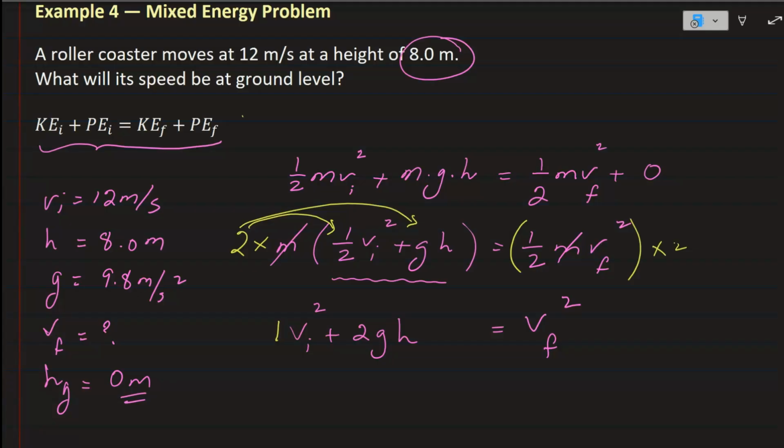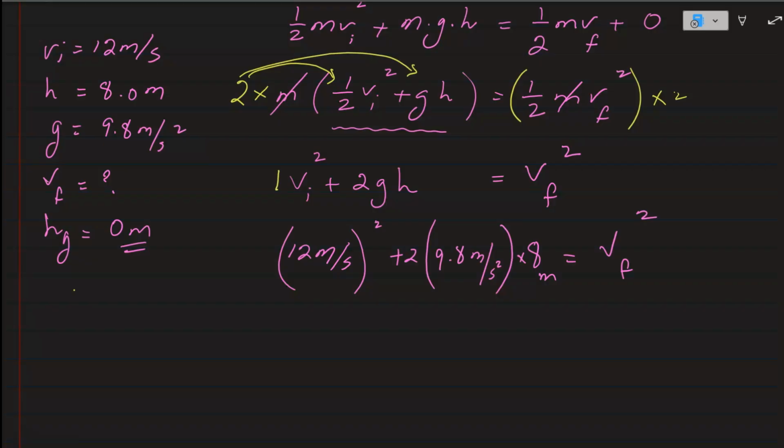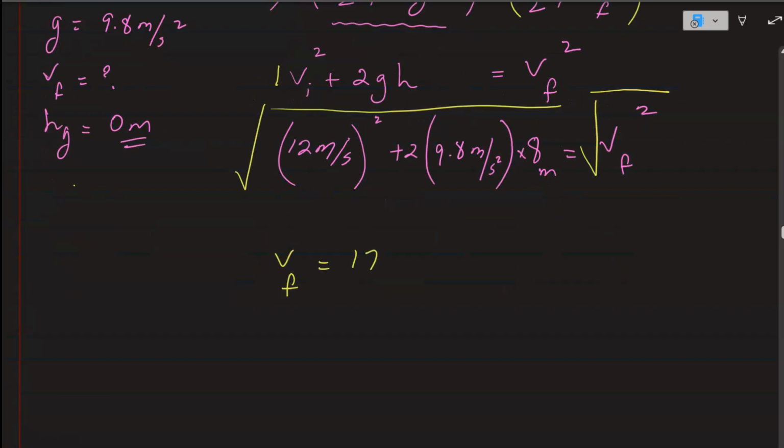Excellent. Now we have v final squared on its own, and then we have to take the square root of both sides and plug numbers in. So here it is when you plug numbers in, and then the last step is whatever you get, you take the square root of both sides. Okay, that's where you get your v final. So the v final is 17.3 meters per second. All right, that's the v final.